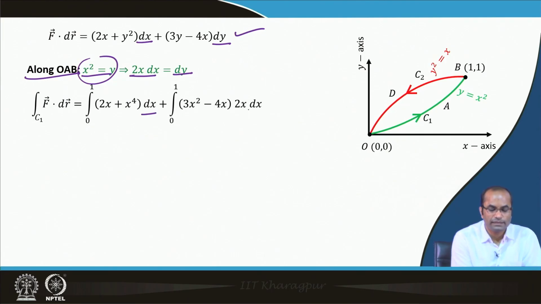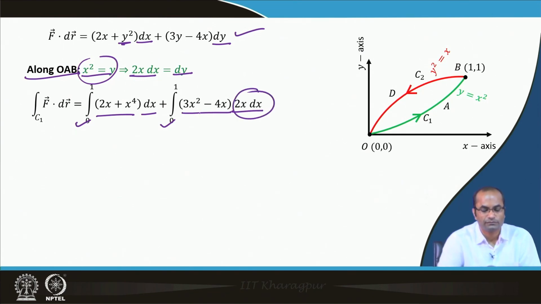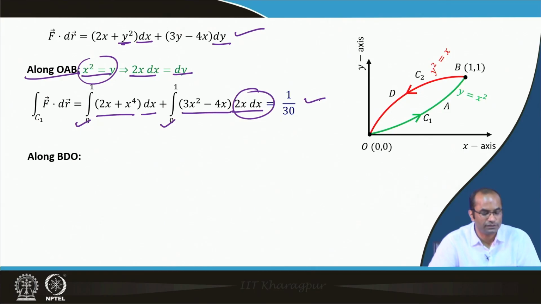So, then everything will be converted to one variable. Here for dy we have used 2x dx, and x naturally goes from 0 to 1 in this case, and of course the same in the other integral, 0 to 1. Here we have 2x plus x square, because y square is x 4. So, here 2x plus x 4. The second term we have 3y, so 3 x square minus 4x, and then dy is written as 2x dx. This simple one dimensional integral we can compute, and the value is coming as 1 over 30.